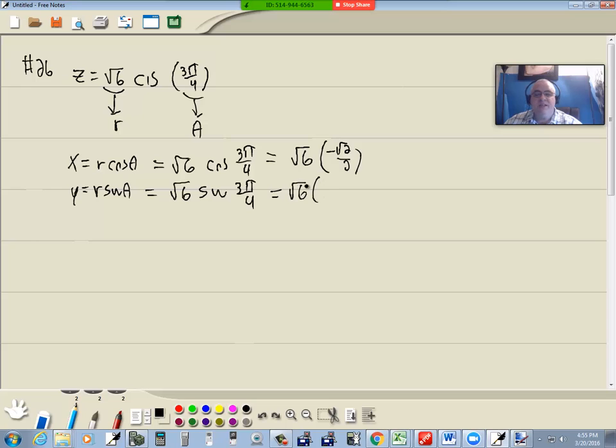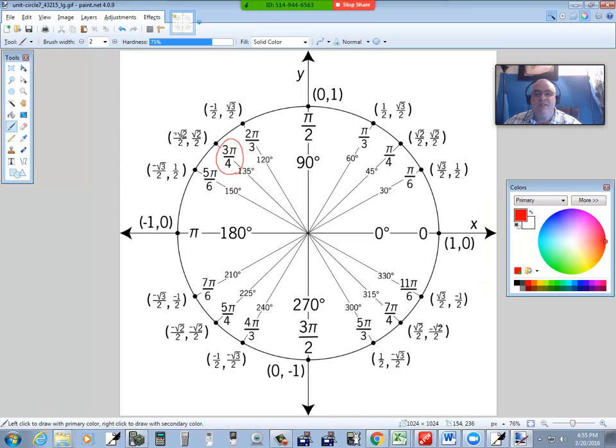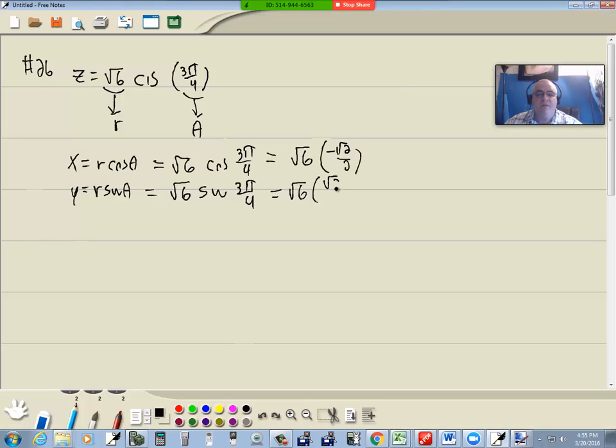And this will be square root of 6. Sine of 3 pi over 4. Sine is your y part, which is a positive square root of 2 over 2. That's going to give us negative square root of 12 over 2, which gives us negative 2 square root of 3 over 2, because 12 is 2 times 2 times 3, so a pair of 2's comes out as a single 2. 2's cancel, and I got negative square root of 3.